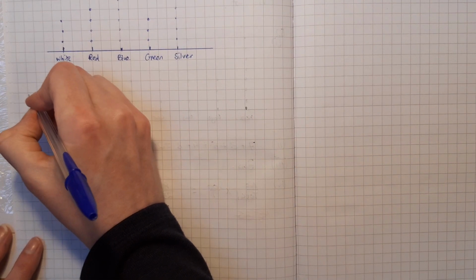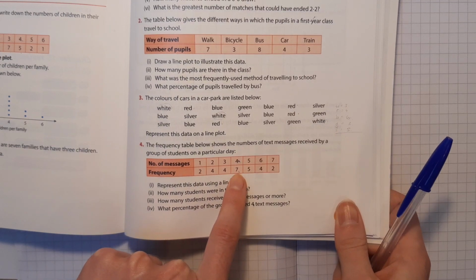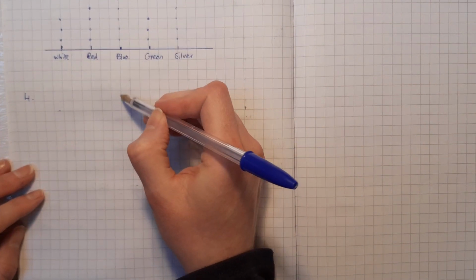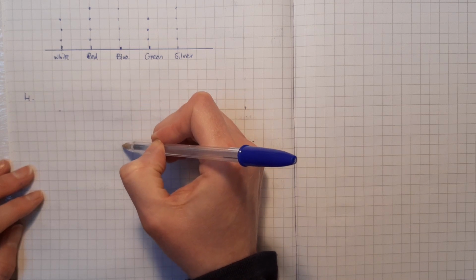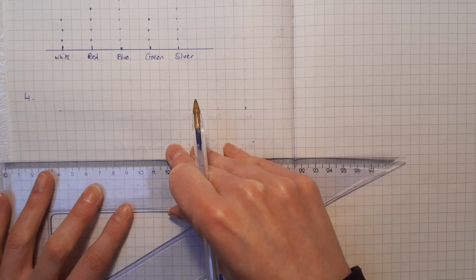Question 4. In question 4, again, you have to represent all of the information on the table in a line plot. The biggest frequency is 7. So again, you need to make sure you have at least 7 boxes down from where you're starting. So we might do 8 again. 1, 2, 3, 4, 5, 6, 7, 8. And we can start my line around here somewhere, just to make sure I have enough space.